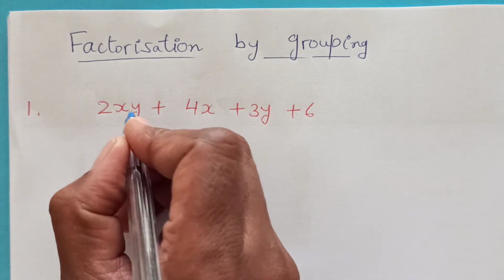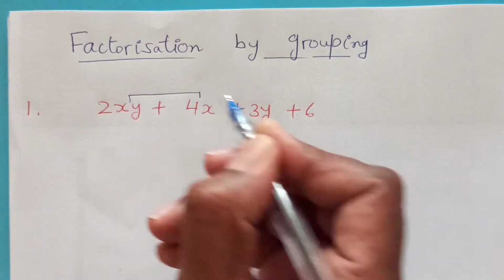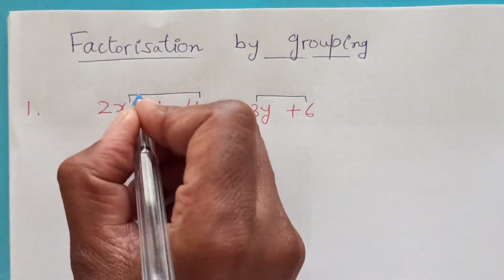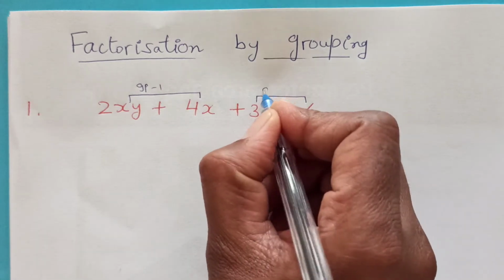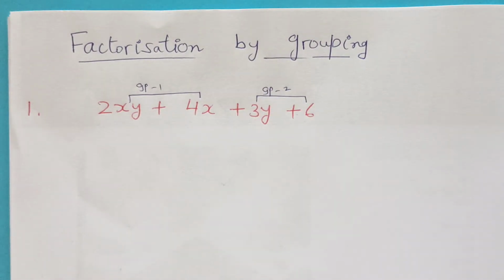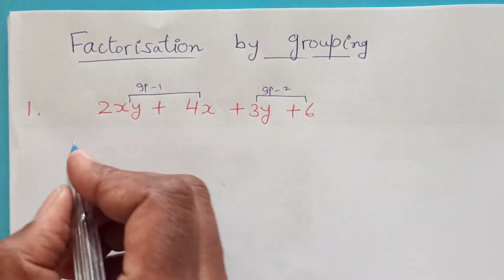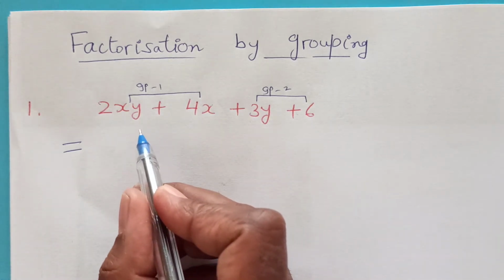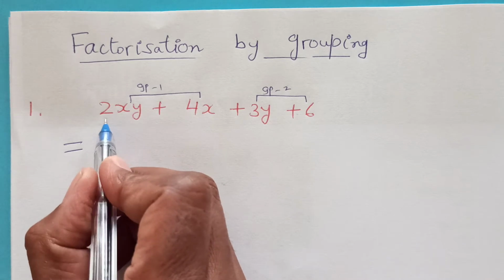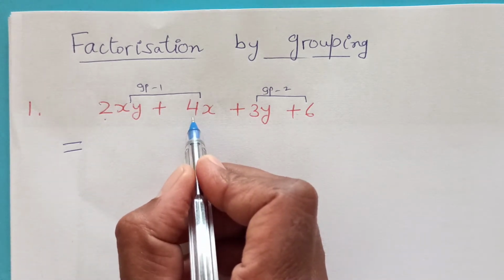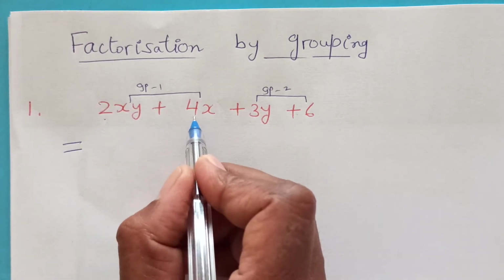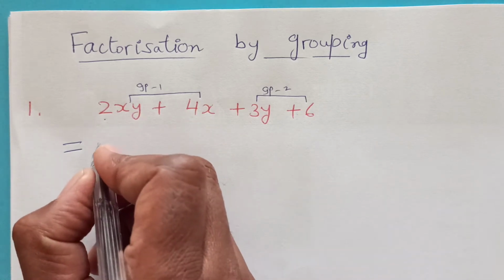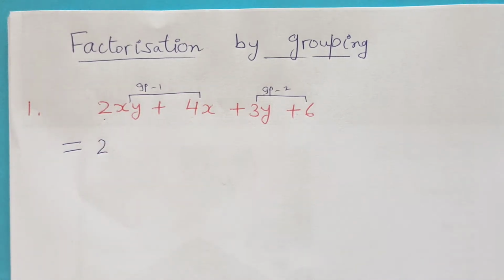Like here, I can group these two and these two. So this is group 1 and this is group 2. In the first group, we will try to find out a common factor, the HCF, which we can take outside the bracket. First we will look for the numbers 2 and 4. So 2 is common in that, so outside the bracket we can put 2.